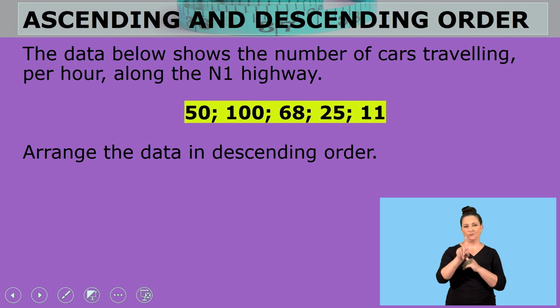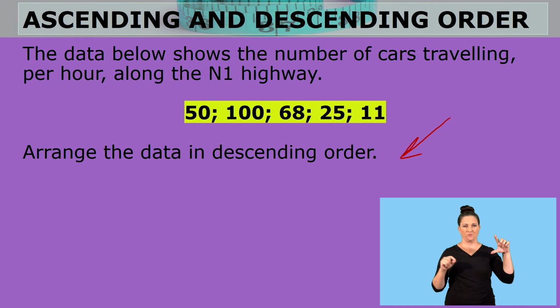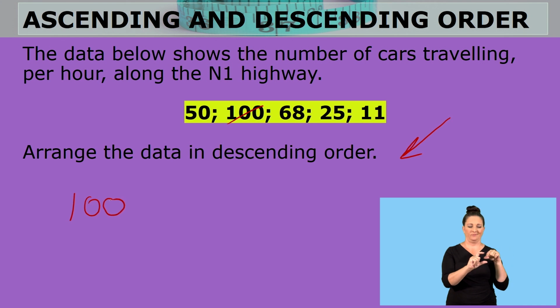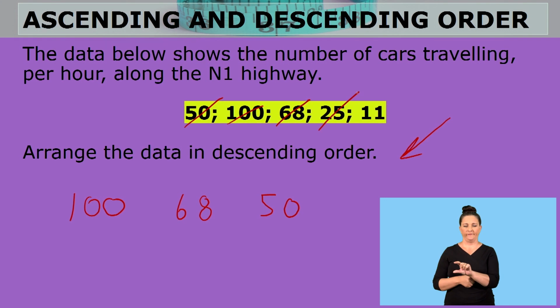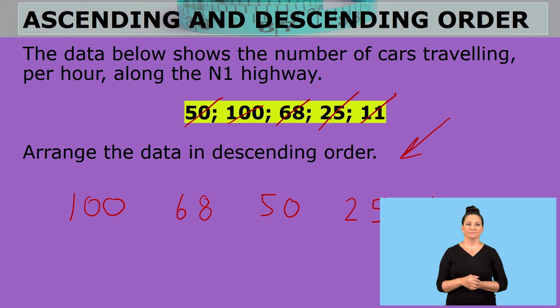Next example. The data below shows the number of cars traveling per hour along the N1 highway. Arrange the data in descending order, to go downwards. So here we need the biggest number or the largest number first. What is the largest number? 100. Next, 68. Then we get the 50, the 25, and lastly, 11. There we go. Descending order. Let's carry on.